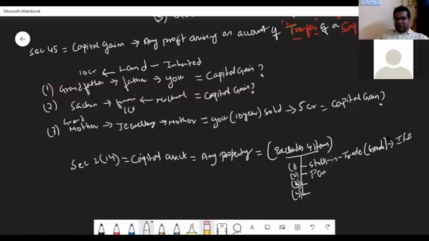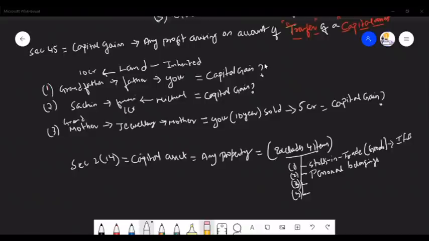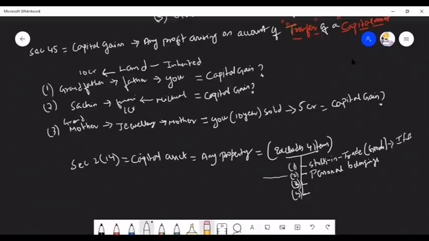The second item which cannot be considered as capital asset, this is very important and very tricky also, is called personal belongings. So personal belongings also cannot be considered as capital asset, right? So it's very important for you to know the complete list of personal belongings that cannot be considered as capital asset. Okay, so personal belongings, there are four exceptions.